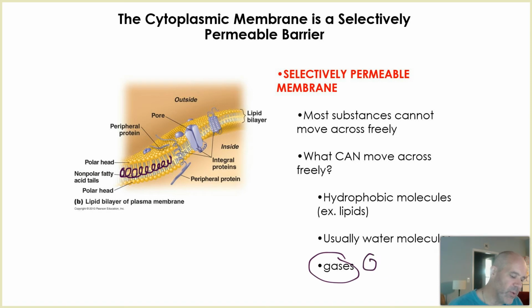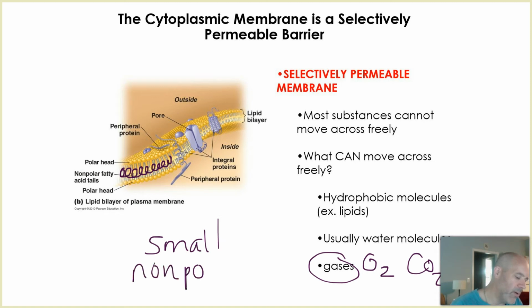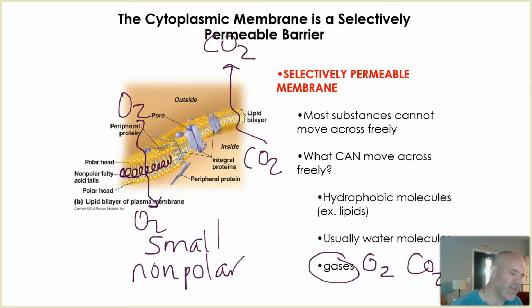Gases like O2 and CO2, so small nonpolar molecules, and oxygen gas, CO2, those are both examples of those. They're small enough that they can just work their way through the cell membrane. CO2 can go that way. Small molecules, just a couple of atoms for O2, 3 atoms for CO2, pretty small. They can work their way through there.